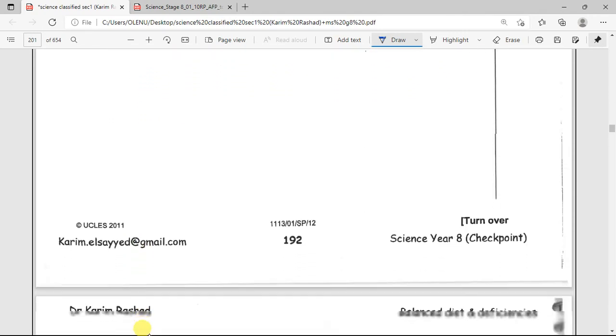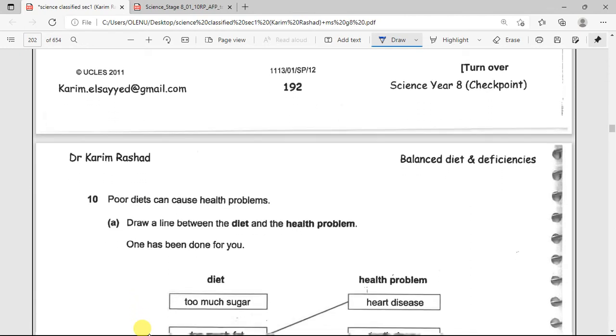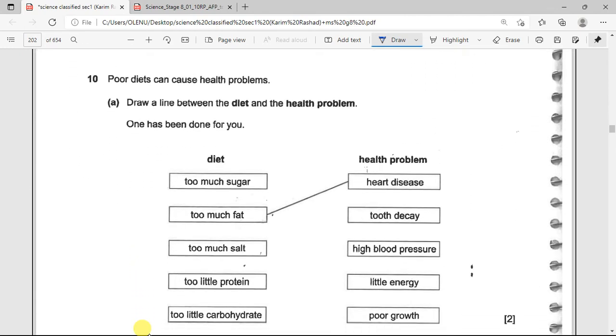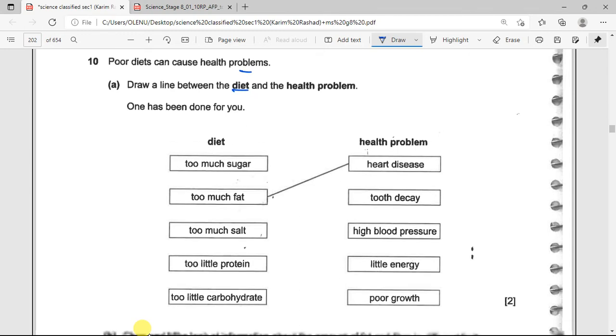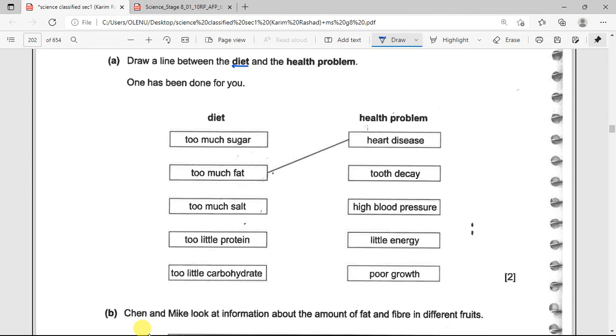Now, a poor diet can cause health problems. Draw a line between the diet and the health problem. When your food has too much sugar, it can cause tooth decay. Too much salt causes high blood pressure. Too little protein will lead to poor growth, and too little carbohydrate will lead to little energy.